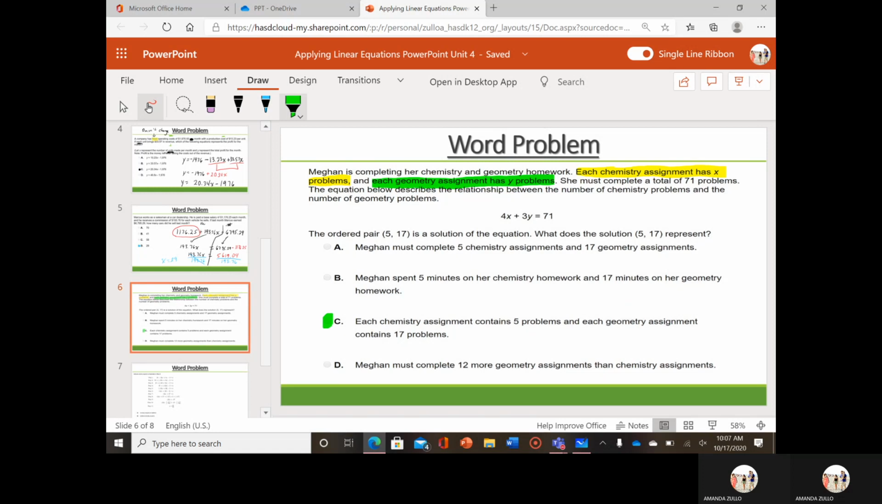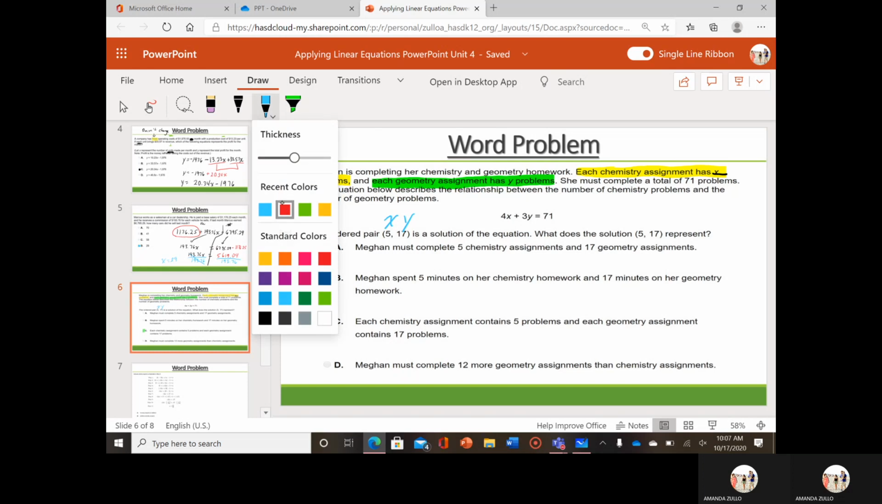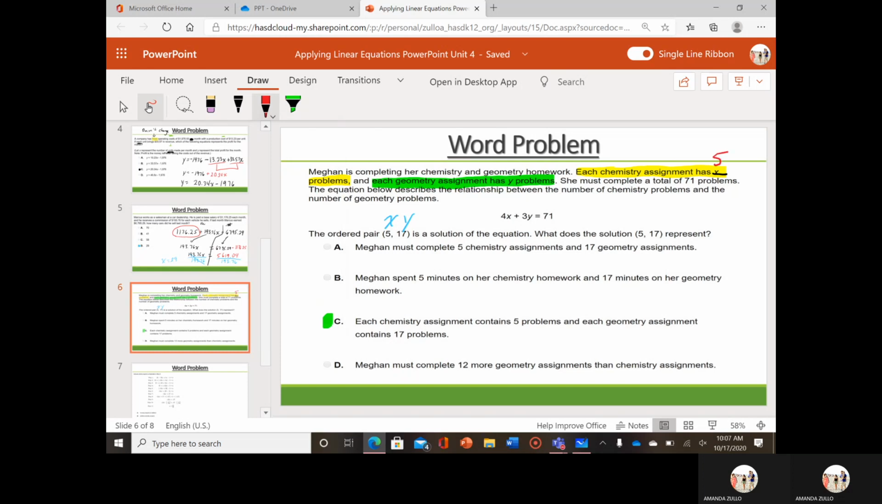Okay. We know that x is 5 and y is 17. That's what it tells us. And now you're just replacing those numbers in your sentence. So instead of x, I'm going to change my color, you have 5. And instead of y, you have 17. Okay, just find that sentence and put those numbers into it to find your answer.